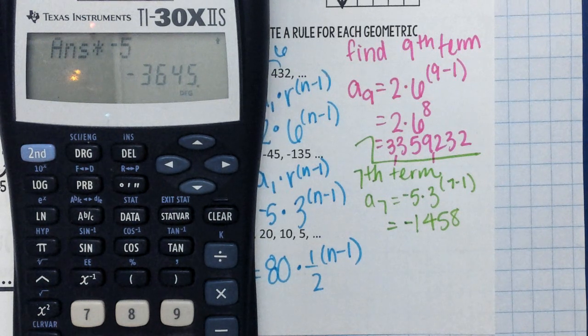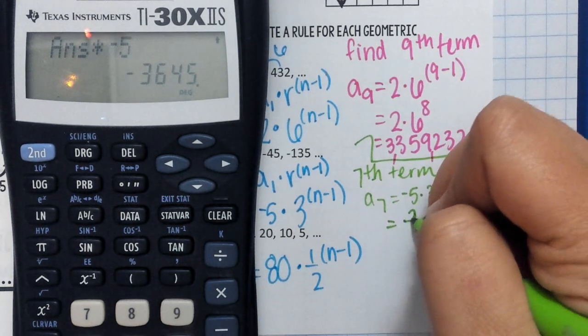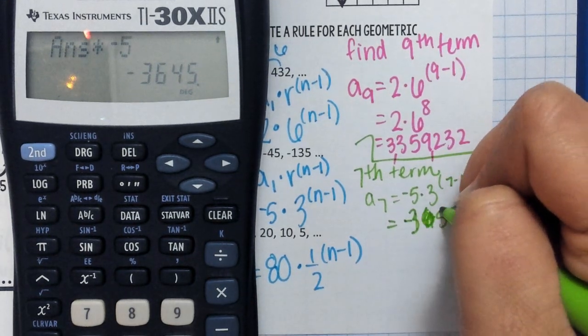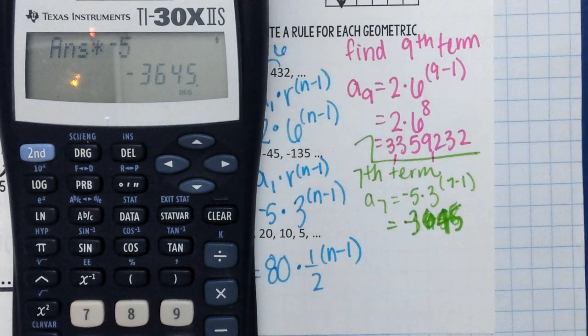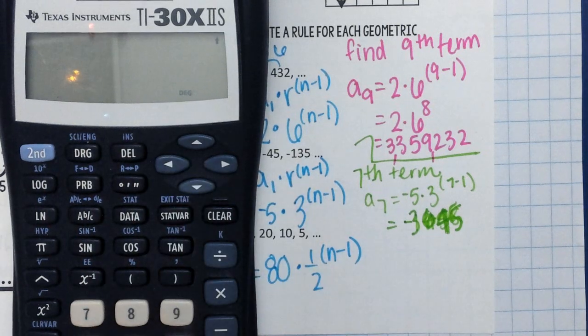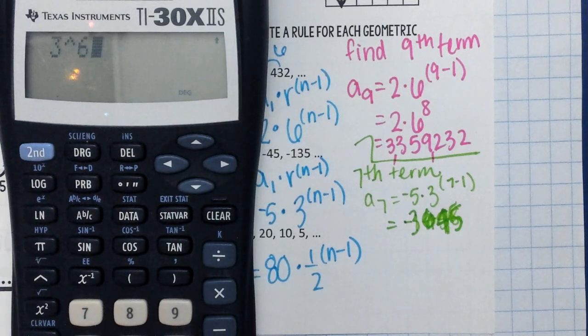Yes, ma'am. Thank you. I got negative 3,645. My calculator. You know what I did? I did 7 minus 1, and I get 6. So I did 3 caret 6.